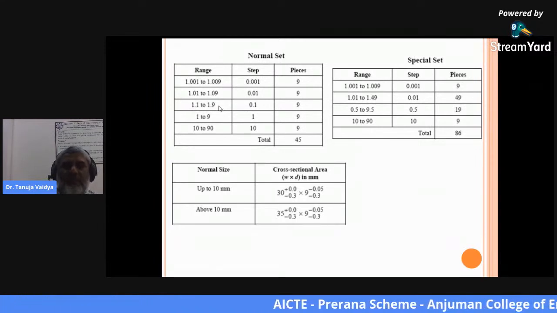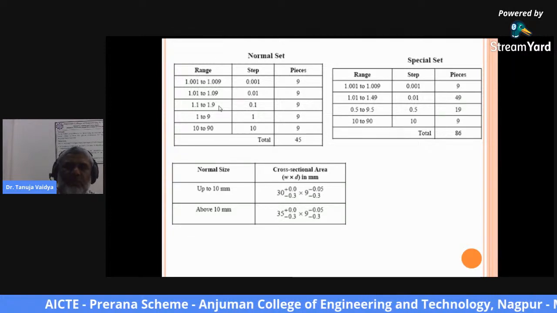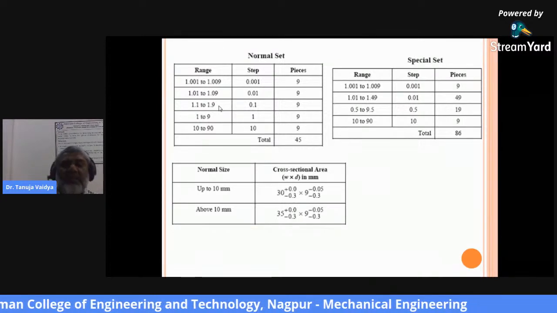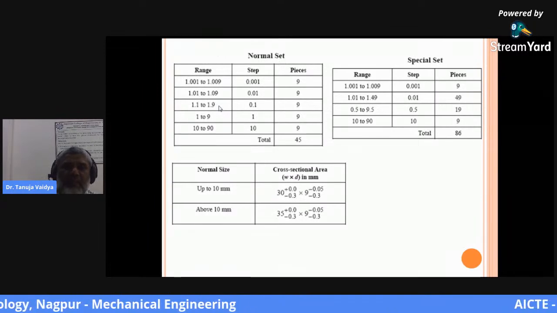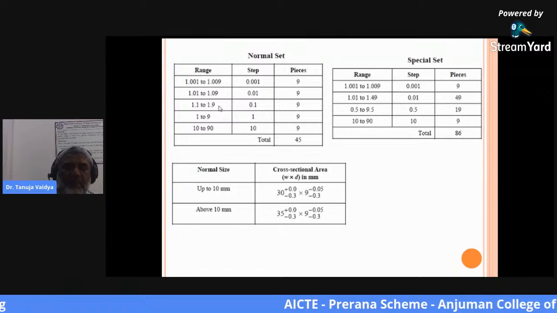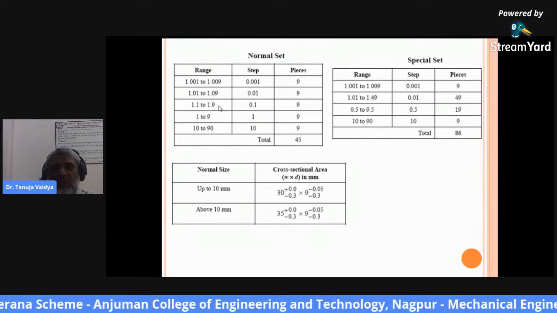Then the 1 mm to 9 mm range is there, and the step value is 1 mm. It also comes in 9 pieces. And finally, there is another range of 10 mm to 90 mm, and the step value is 10 mm, and it goes up in 9 pieces. So there are nearly 45 pieces in the normal set.